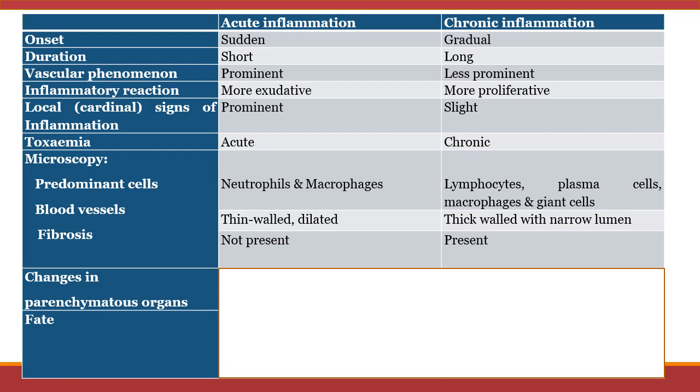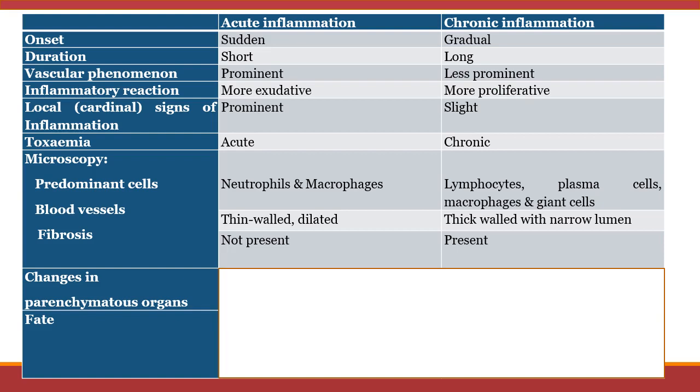Let's go to changes in the parenchymatous organs. Parenchymatous organs are, let's say, the solid organs like the liver, like the kidney. What are we going to see in the neighboring tissues? Are they going to be affected or not? Usually in acute inflammation, we will have some kind of reversible cell injury in the neighboring tissues. So the most common or basic type of cell injury will be cloudy swelling. Right? So we can see this cloudy swelling in the surrounding tissues of acute inflammation.